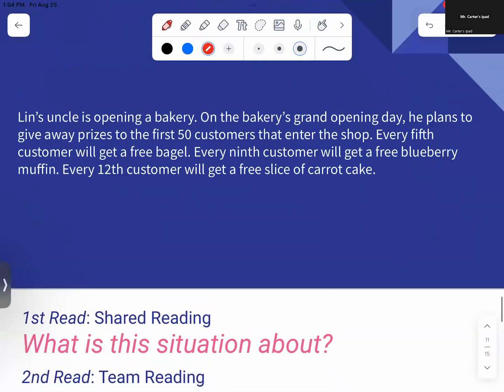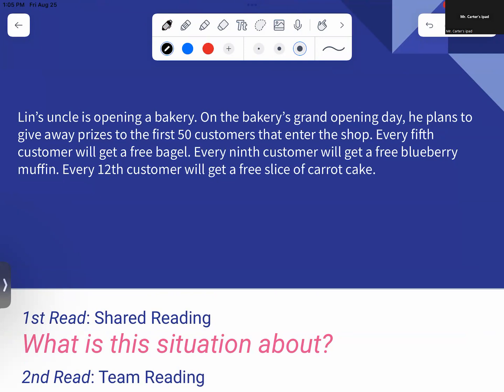All right, so we got one more problem on the practice here. Lynn's uncle is opening a bakery. On the bakery's grand opening day, he plans to give away prizes to the first 50 customers that enter the shop. Every 5th customer will get a free bagel. Every 9th customer will get a free blueberry muffin, and every 12th customer will get a free slice of carrot cake. Yay, we're only doing 50 this time.